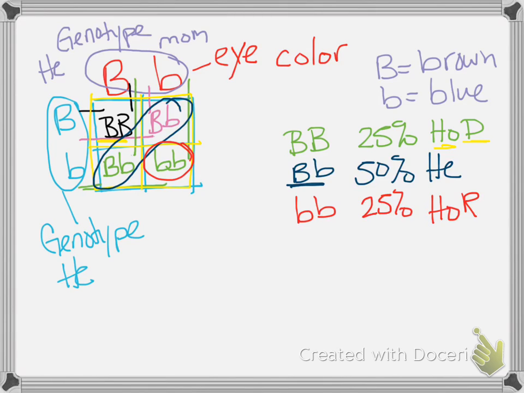If we want to talk about a ratio, we would write it pretty much the same. It would be 1 to 2 to 1. 1 homozygous dominant, 2 heterozygous, 1 homozygous recessive. Okay? We will talk about this more in class.